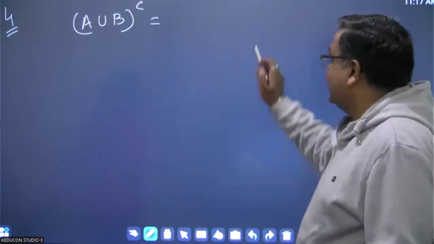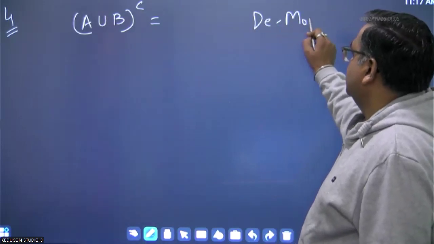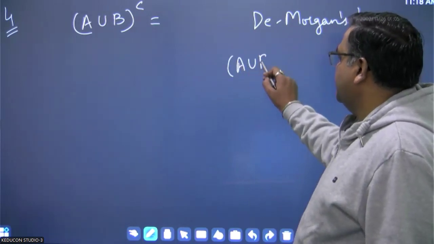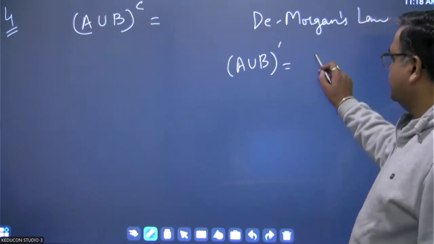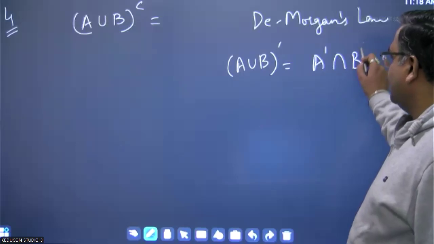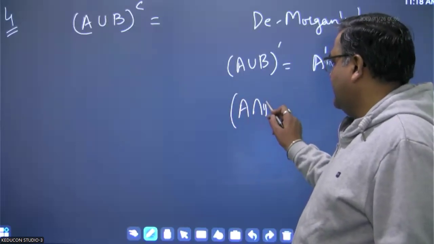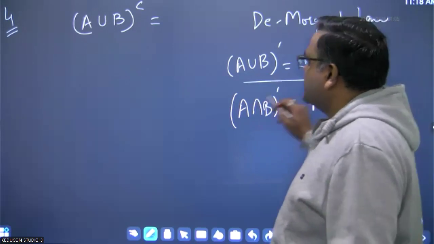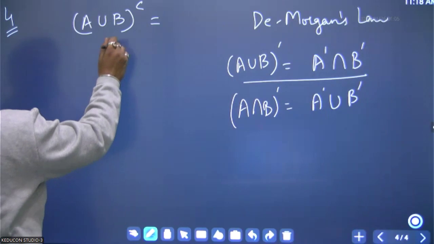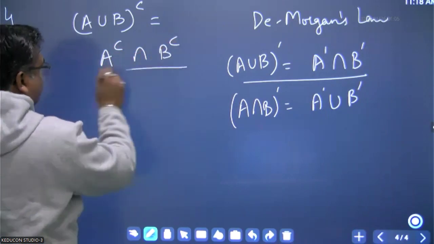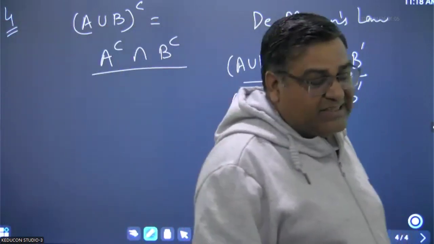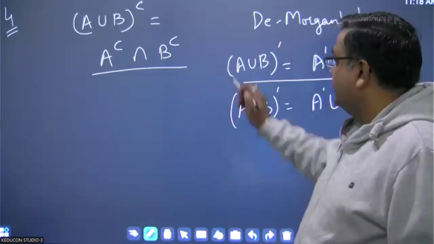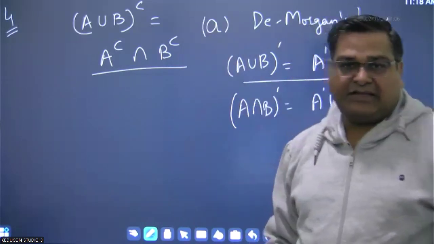Right, students. So we know De Morgan's law. What is De Morgan's law? (A union B) whole complement is equal to A complement intersection B complement. And (A intersection B) complement is equal to A complement union B complement. So here apply this first rule. Whether you write C or dash, both mean complement, right? Here it is written C, so you have to write C. So our right answer will be choice A.